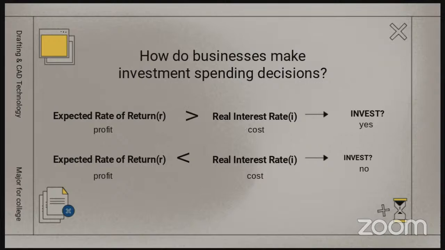And if the profits, the expected rate of return, is greater, then they should undertake that investment spending. So if the expected rate of return is greater, they should invest. Why? Because that investment spending will yield more profit than if they don't undertake it.